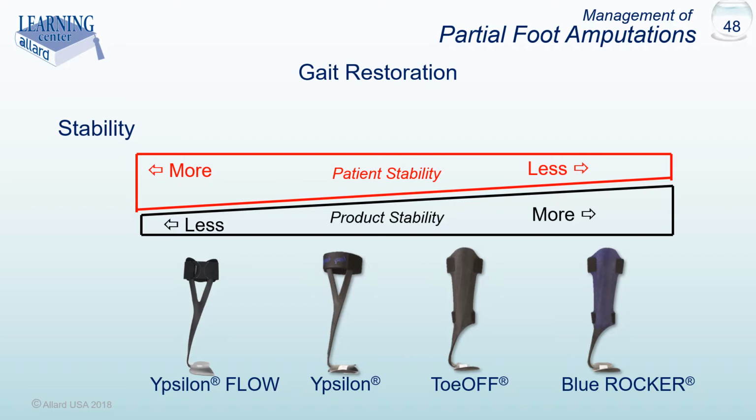The Ypsilon Flow offers the least amount of support for patients who would benefit from less control, while the Blue Rocker on the other end of the spectrum offers maximum support for patients who present with significant functional deficits during gait.